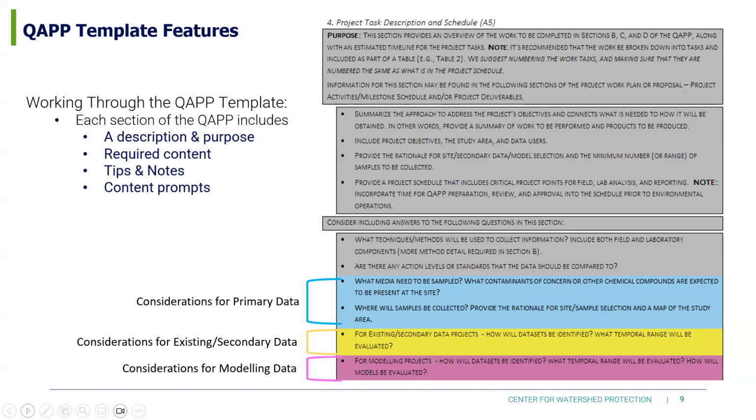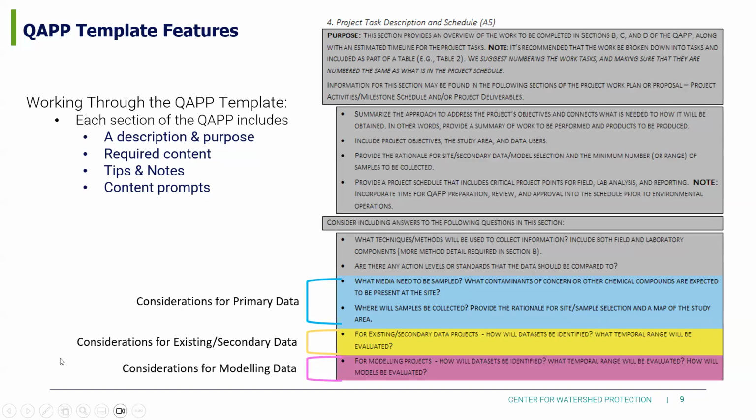For example, for project task description and schedule A5, as we have screenshotted here, there's a note about remembering to include time for QAPP preparation, review, and approval in the schedule. So it's something that could just be missed, or you're focused on other things while you're developing your QAPP, but like little things that need to still be included.